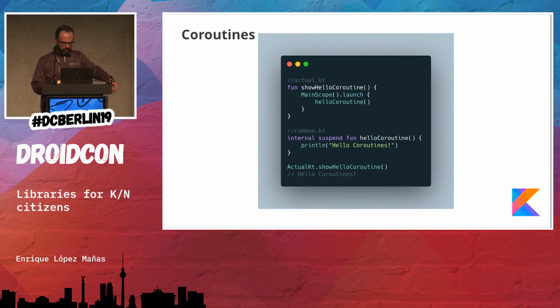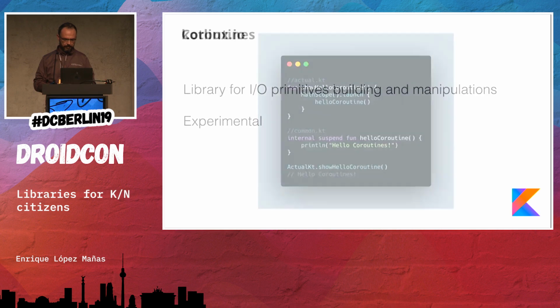Very easy example as well on how it would work. On the common file, we would write this hello coroutine file, and later on this actual.kt would be the actual implementation that we will be having on iOS or Android, and then we can operate as we want. Later on, we will need to call, as you can see totally down, the name of the file, KT, in camel case, and then we will be able to access any function that is public in that file.